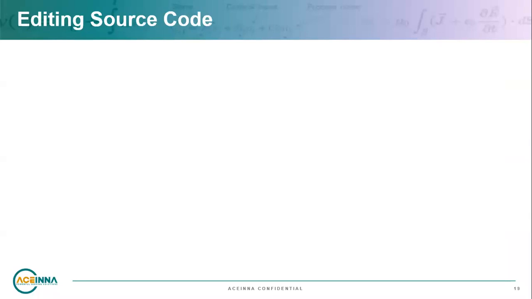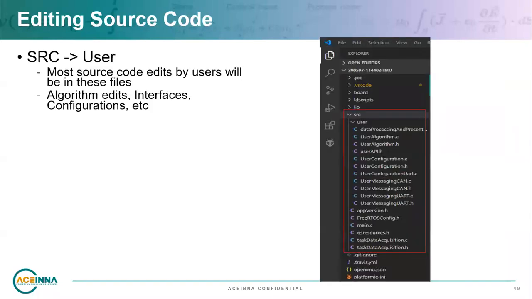Editing the source code. Most of the source code edits done by the user will be in the source and user files. These are most of the files that the user can change in terms of algorithm edits or any interfaces. For example, today we are using OpenIMU300RI, which consists of a CAN interface. If you want to change any CAN user messaging, you can change it in this particular file, which is user messaging can.c. And if you want to change anything related to UART, you can change it in the user messaging uart.c file.